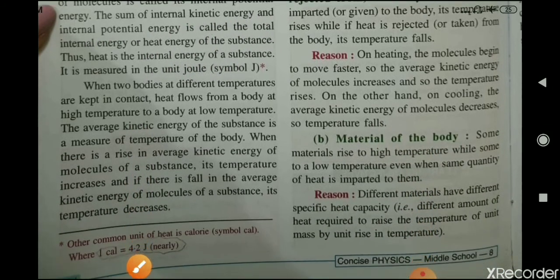And you know that when two bodies at different temperatures are in contact with each other, heat always flows from the body at high temperature to the body at low temperature. The average kinetic energy of the substance is a measure of the temperature of the body. When the kinetic energy of the molecules of a substance increases, its temperature increases, and when there is a fall in the kinetic energy of the molecules, its temperature decreases.